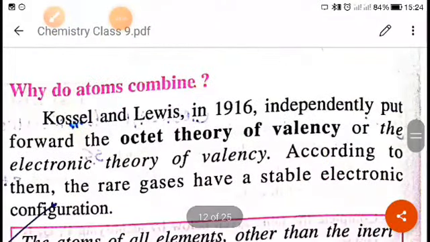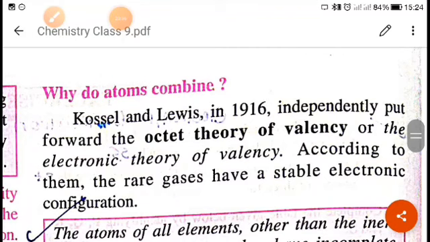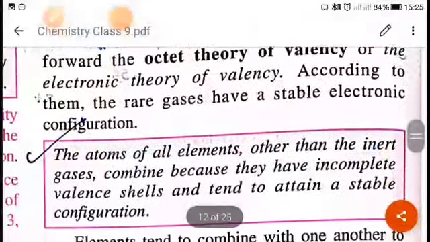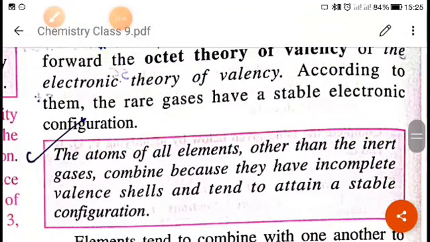So there were two scientists, Kossel and Lewis. In 1916, they put forward a theory called the octet theory of valency, or the electronic theory of valency. So what was this theory? We will see this. According to this theory, the atoms of all elements, other than the inert gases, combine because they have an incomplete valence shell and tend to attain a stable configuration.